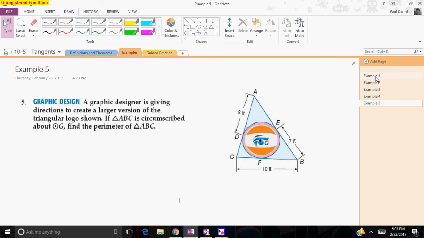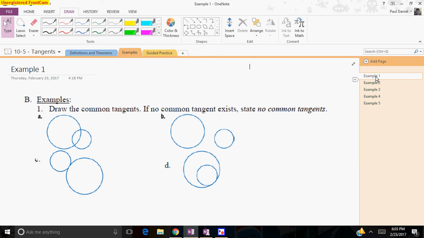Let's see if we can go through some examples and see if we can figure out how to apply some of this now in the course. Okay, so our first example, I'm just going to draw some common tangents and see if we can find any places where we've got tangent lines that are common. For this one right here, that is a tangent line that looks like it is common to both of those two circles.